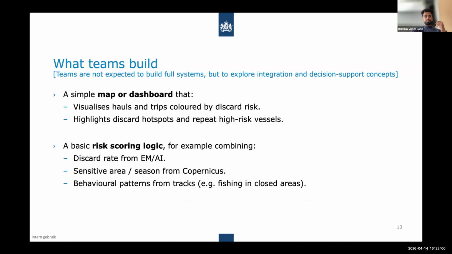And yeah, this should together lead you to build maybe a map, maybe a dashboard, or maybe something more innovative that you think is nice. And you could have a simple risk score logic like discard rates from EMAI. What are the sensitive areas? Is there a season? What sort of fish is being discarded? Why? When is it happening? And is it happening in closed areas or not?